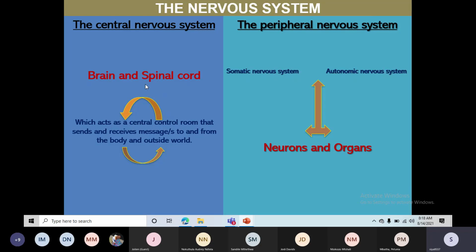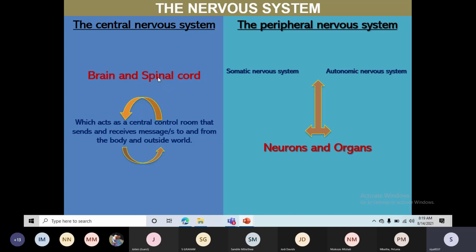So the brain and spinal cord play an important role in the receiving end of the information and in sending the information. Without the spinal cord, information won't be able to reach the brain. So the spinal cord acts as a relay station for information to be transported.